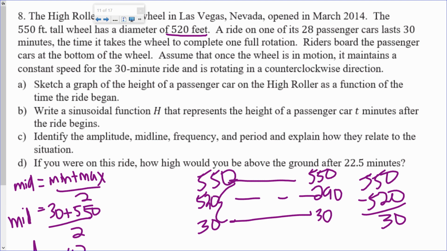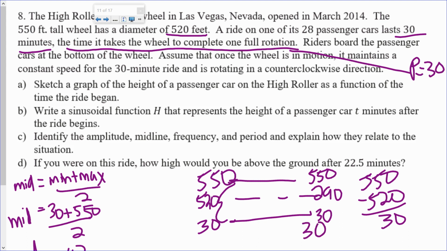All right, a ride on one of its 28 passenger cars lasts 30 minutes. The time it takes the wheel to complete one full rotation. By definition, that's the period. It's saying that the period is 30. The period is the time it takes the wheel or the function to complete one full cycle, the time it takes the wheel to make one full rotation.